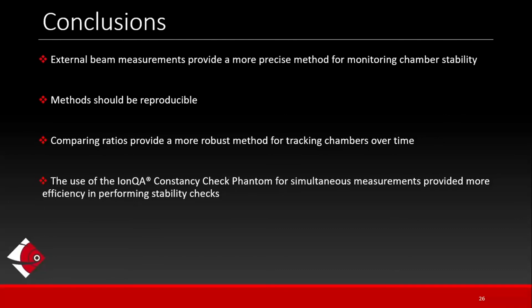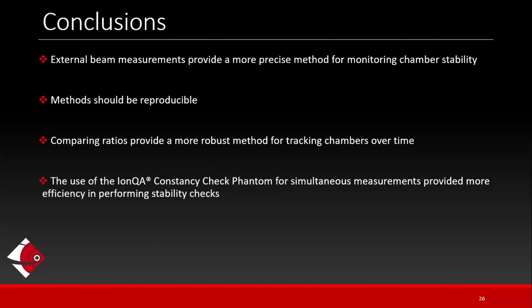So in conclusion, the external beam measurements, whether using Cobalt 60 or the linear accelerator, provide a much more precise method for monitoring the ionization chamber stability when compared to strontium-90. Overall, regardless of which method you use, methods should be reproducible to have the limited uncertainty possible within a measurement trial. Comparing ratios, whether with true redundant checks from simultaneous measurements or in sequential measurements for single chambers, provides a more robust method for tracking chambers over time.